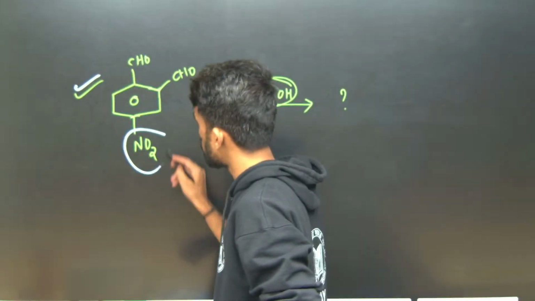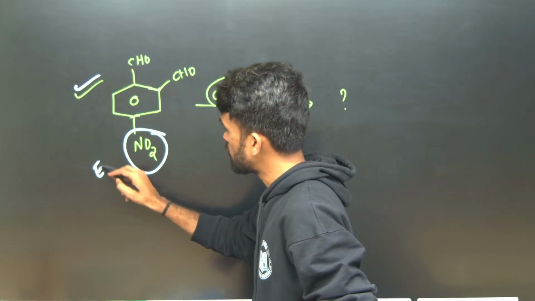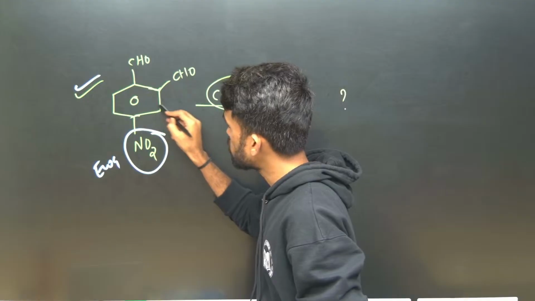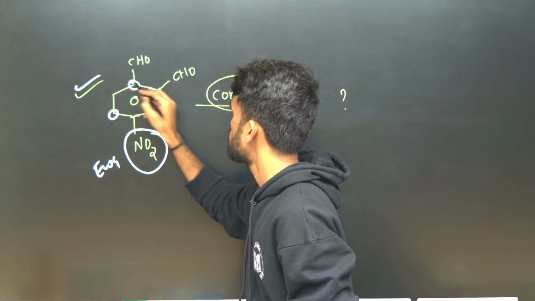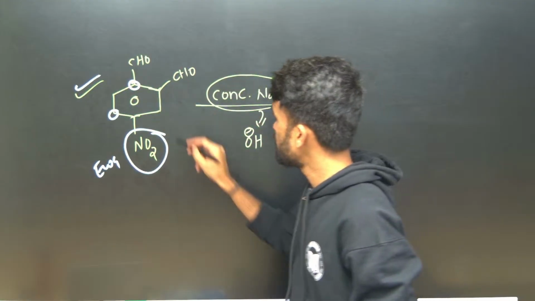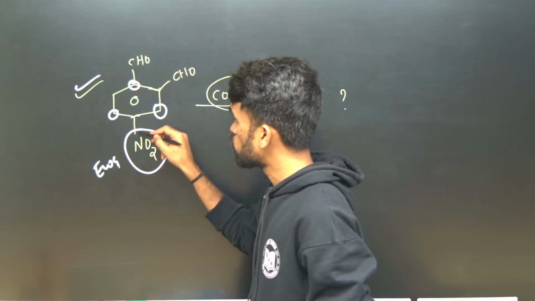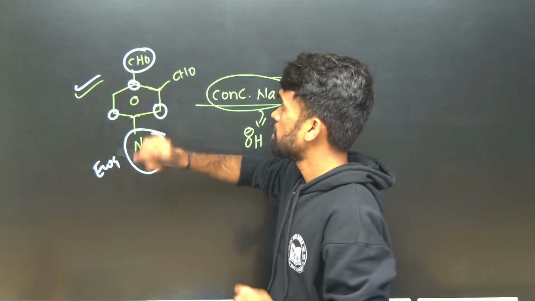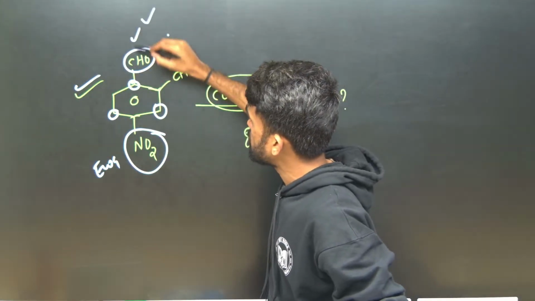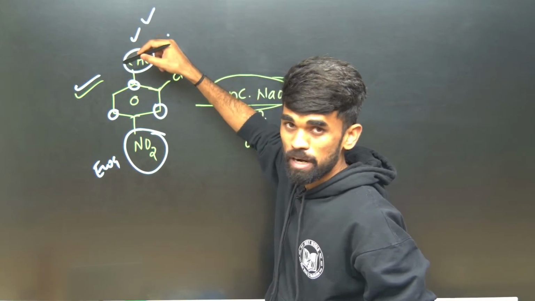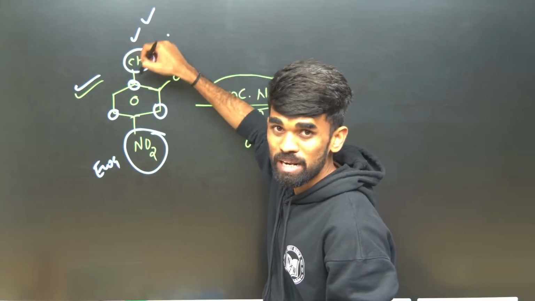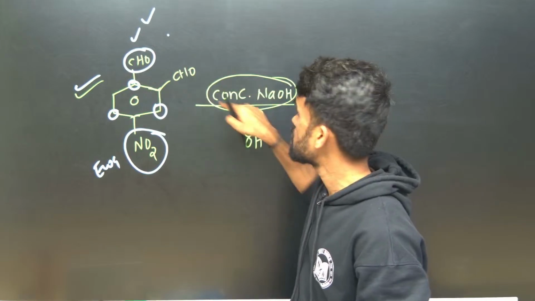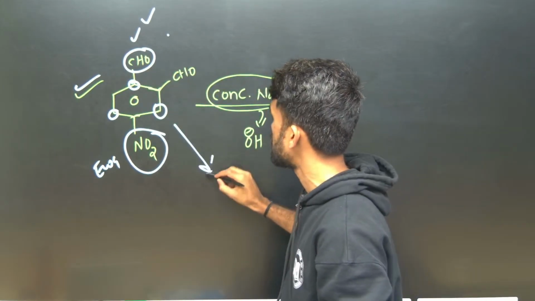We have a nitro group, which is a strong electron withdrawing group, and withdraws electrons from the ortho and para positions, but not at the meta position. It means due to the presence of the nitro group at the para position with respect to this aldehyde, it creates more electron deficiency on this carbonyl group. Therefore, this is more electron deficient. It will be attacked by this OH minus ion first and converts into the respective carboxylic acid.